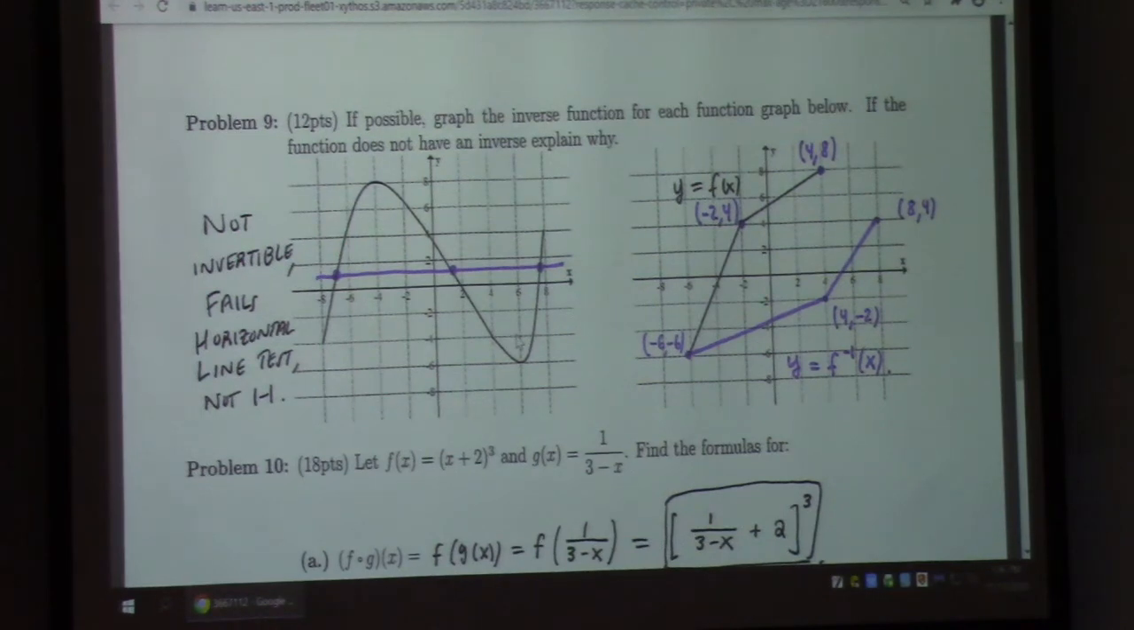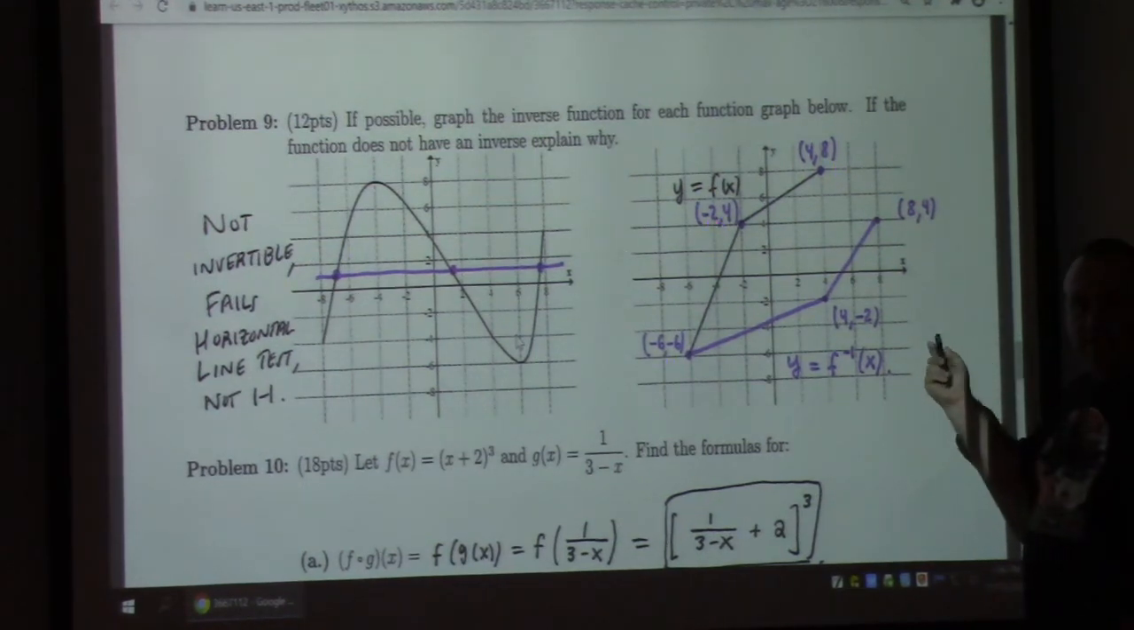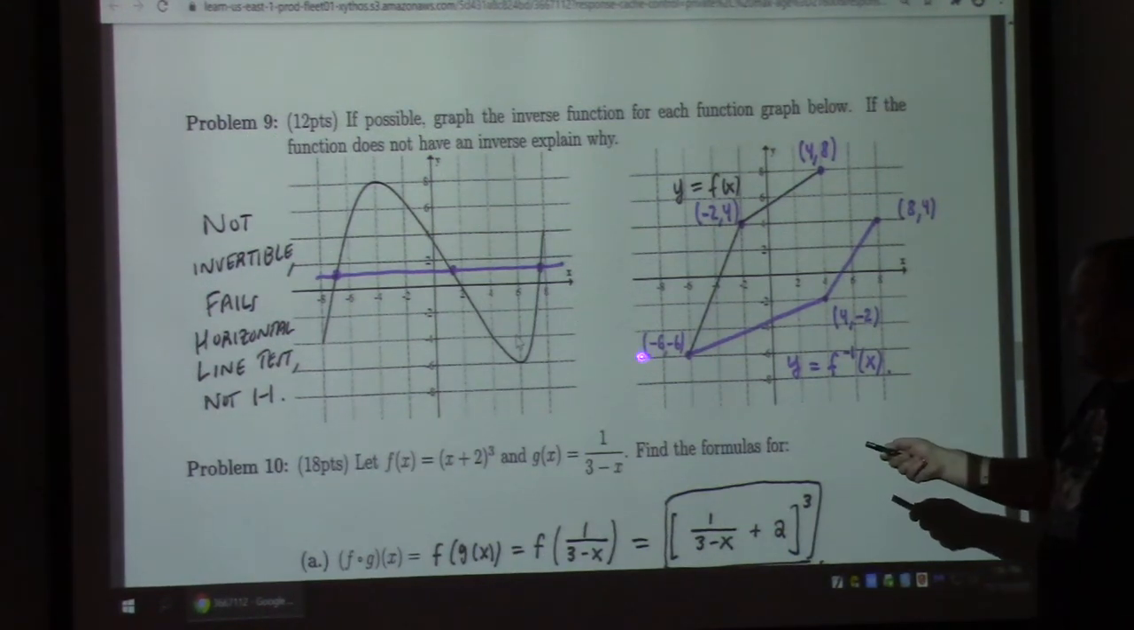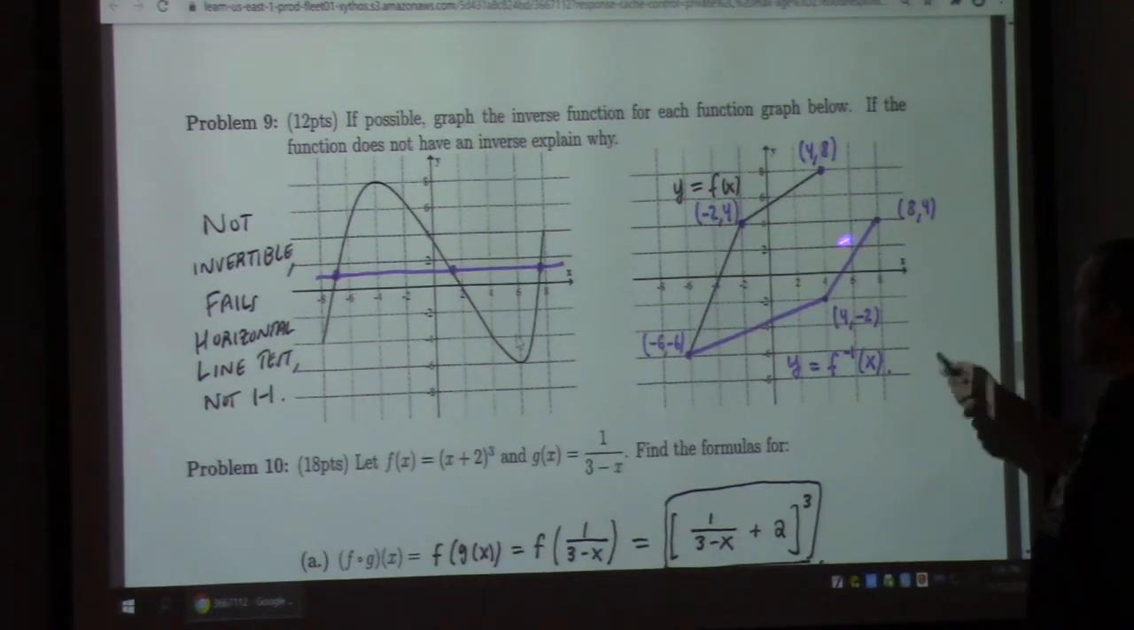So then to find the graph of the inverse, you just pick some points. All right, I picked (-6, 6), (-2, 4), and (4, 8). To find the graph of the inverse, you just flip the coordinates. (-6, 6) flips to itself. (-2, 4) flips to (4, -2). (4, 8) flips to (8, 4). And so these are points on the inverse function.